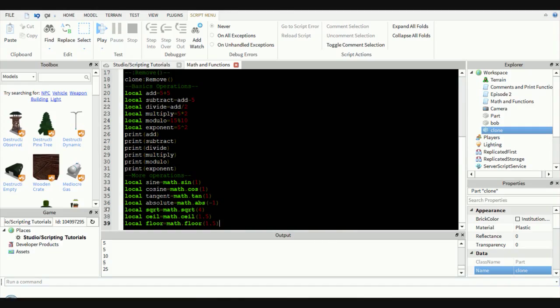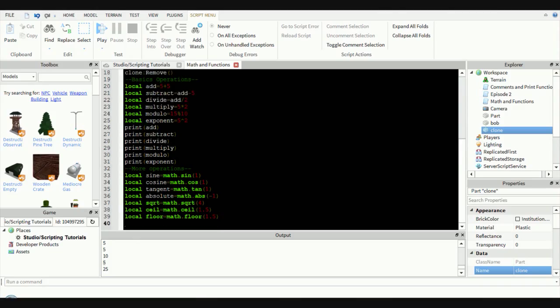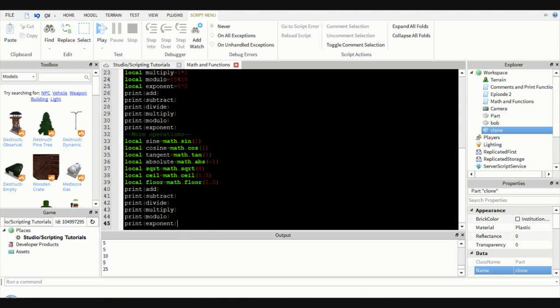So let's go print them out. Okay. This is way too much. There are way more math operations, but they're too long to list in this episode, I guess.